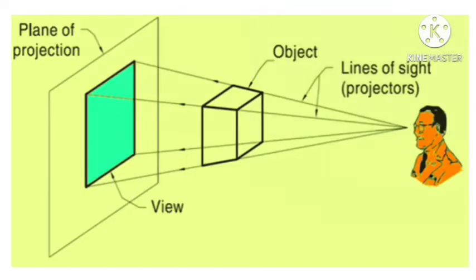Let's see how the projection works. Refer to this drawing. There are a few terms mentioned in the drawing, something like plane of projection, object, line of sight or projectors, then view. And you could see the image of a person. Let's discuss one by one. So first, the plane of projection. The plane of projection is an imaginary plane.